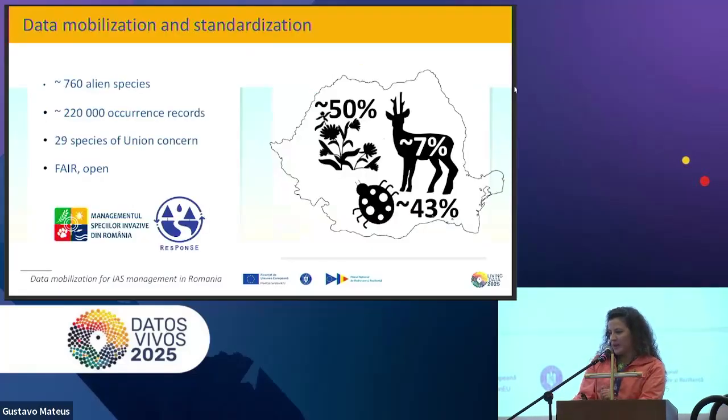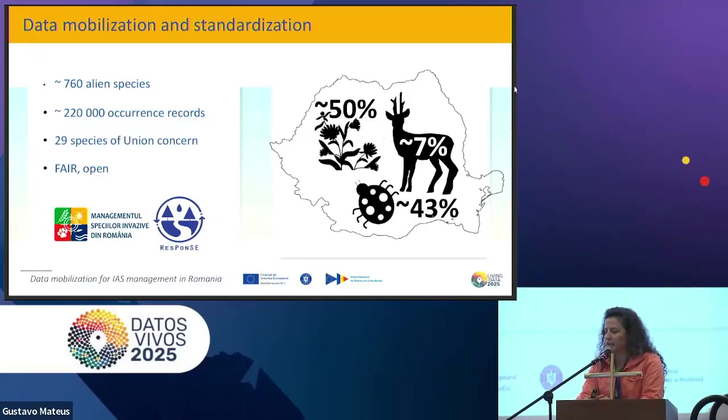And this is where we come in. So what we tried to do in the past years is to somehow gather all this data together, centralize it, and standardize it as far as possible. Get rid of synonyms, duplicates, check the coordinates, everything, clean up the mess a little bit. So we ended up with a list of roughly 760 alien species that occur in Romania, with occurrence records assigned to each of these species.